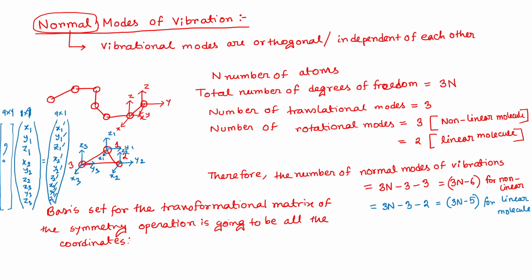So your transformation matrix is going to be 9 by 9. It depends on how many coordinates you are working on, or how many atoms you are working on, right? So with that, Professor Datta has shown you how to construct the transformation matrix for the BF3 molecule, right?